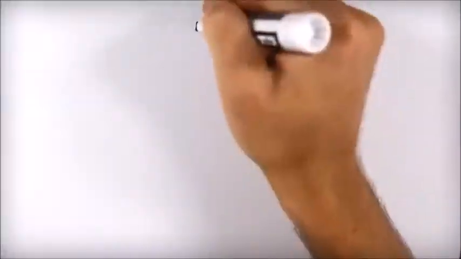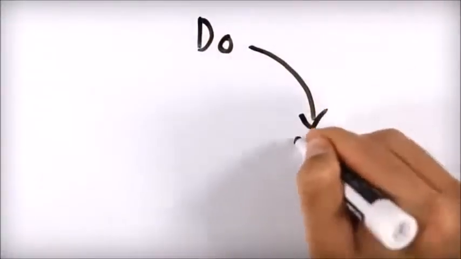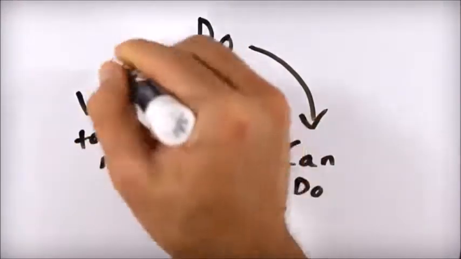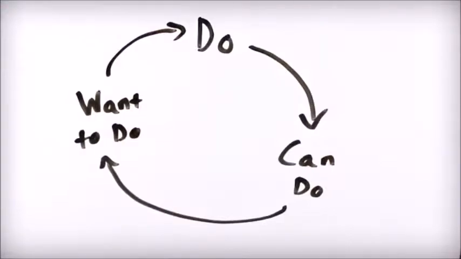But when you think this way, you never actually get to do the thing because you never gain the skills to do it in the first place. So Neil encourages you to take that linear model and make it circular. Do, which leads to can do because you're gaining skills through doing. That leads to want to do, and the circle repeats and reinforces itself.